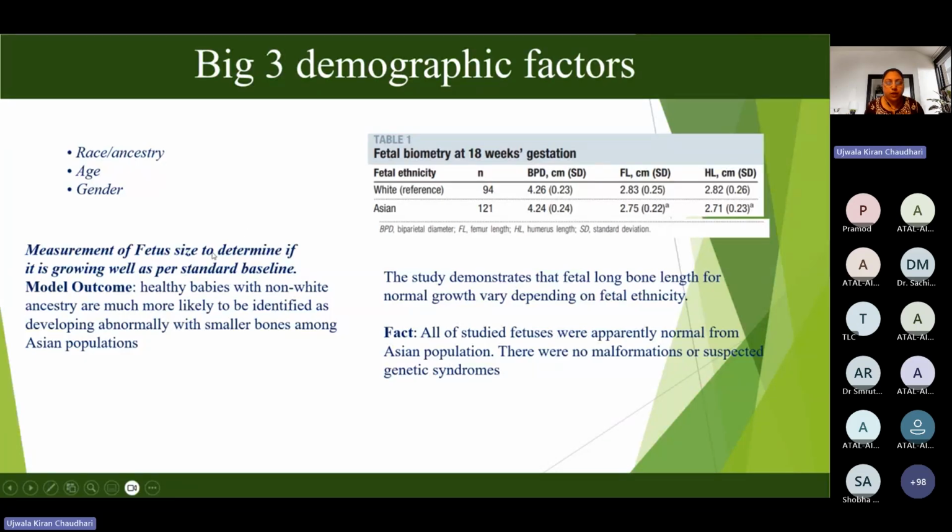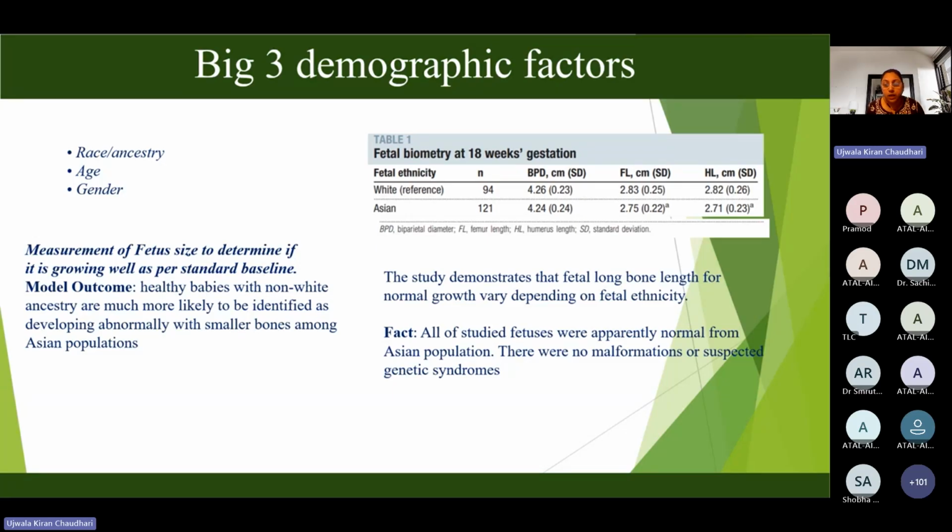What was observed is that the model was designed to use the measurement of fetus size to determine whether the growth is going well or as per the standard baseline. The model's outcome was that healthy babies with a non-white ancestry are much more likely to be identified as developing an abnormality. We can take the Asian people as non-white, with their smaller bones among the Asian population. That's the model outcome.